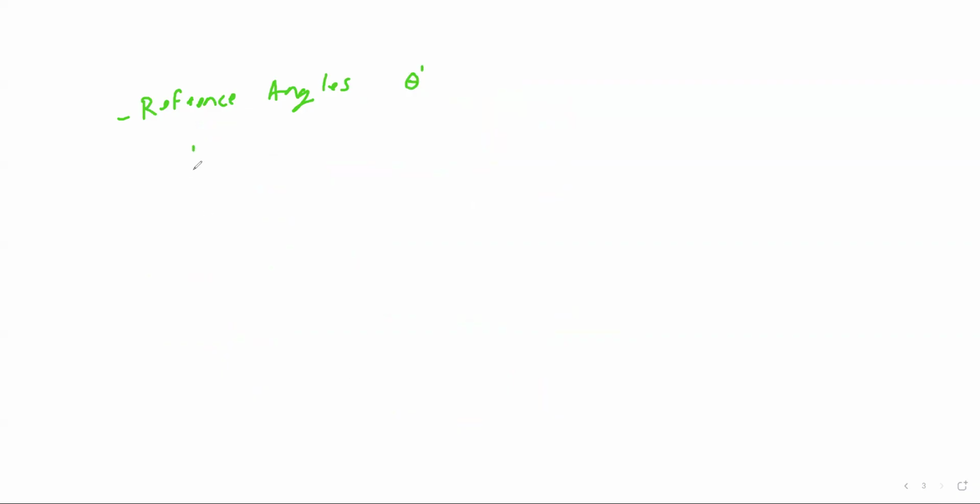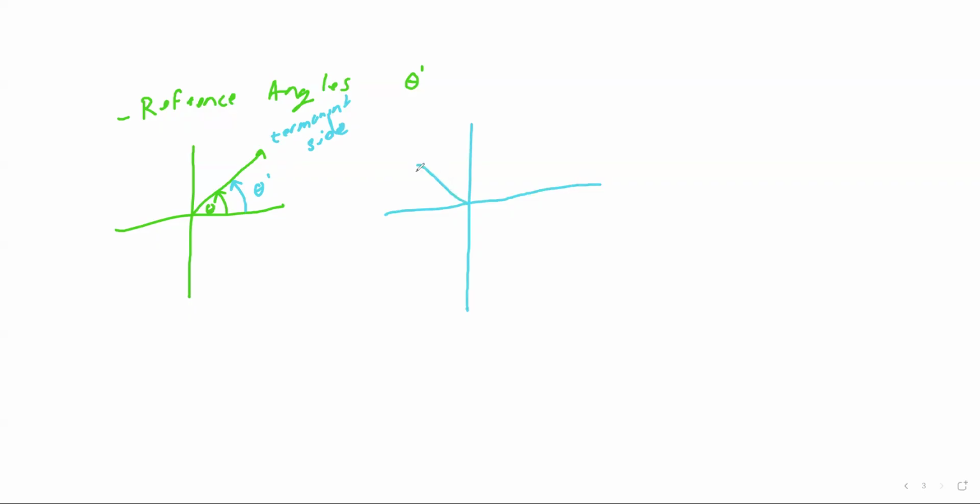So what that means is if I have an angle in the first quadrant, let's call this theta, the reference angle is equal to theta, right? The reference angle is basically the angle from the x-axis to what we call the terminal side. So this is called the terminal side. And so then same concept, if I have an angle in the second quadrant, and here's my theta, this would be my reference angle.